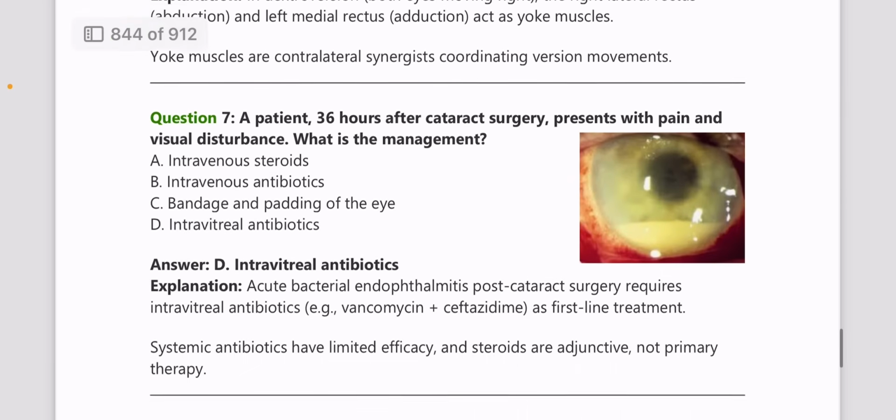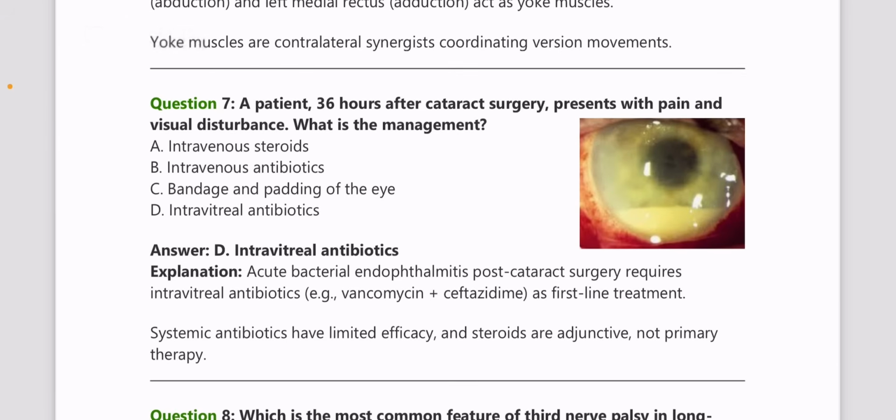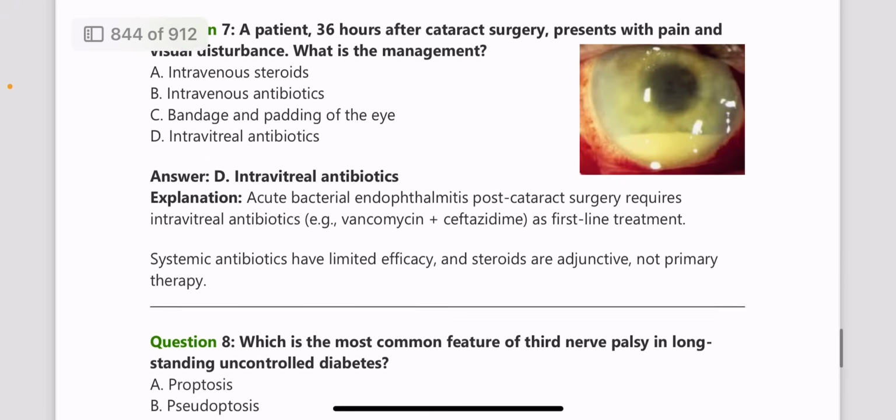Next question: a patient 36 hours after cataract surgery presents with pain and visual disturbance. What is the management? Answer is intravitreal antibiotics. So acute bacterial endophthalmitis post-cataract surgery requires intravitreal antibiotics like vancomycin and ceftazidime as the first-line treatment. Systemic antibiotics have limited efficacy, and steroids are adjunctive, not the primary therapy here.